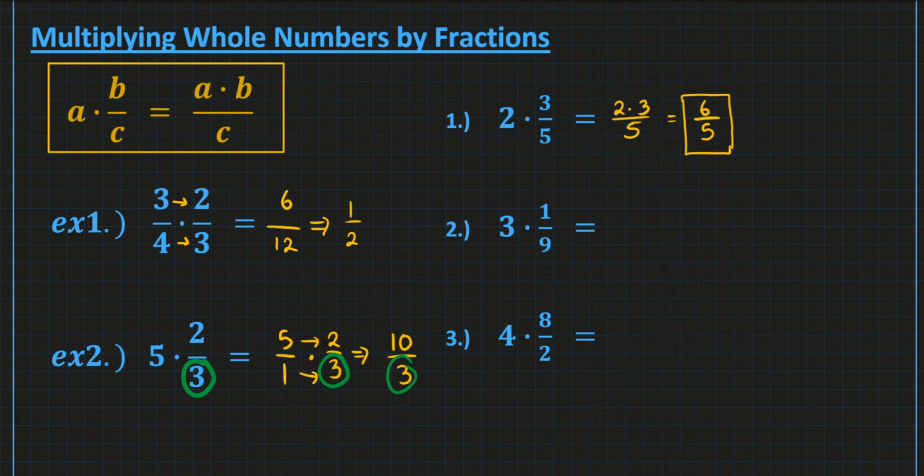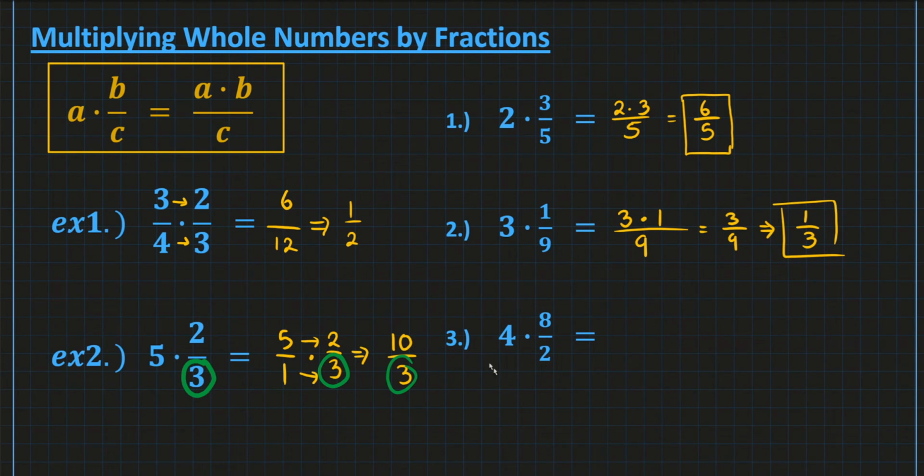Number 2, pause the video. Good. Really, this is just the whole number times the top, so 3 times 1 over the denominator. 3 times 1 over 9. Well, that's just 3/9, and 3/9 can be simplified into 1/3. There we go. That's number 2.